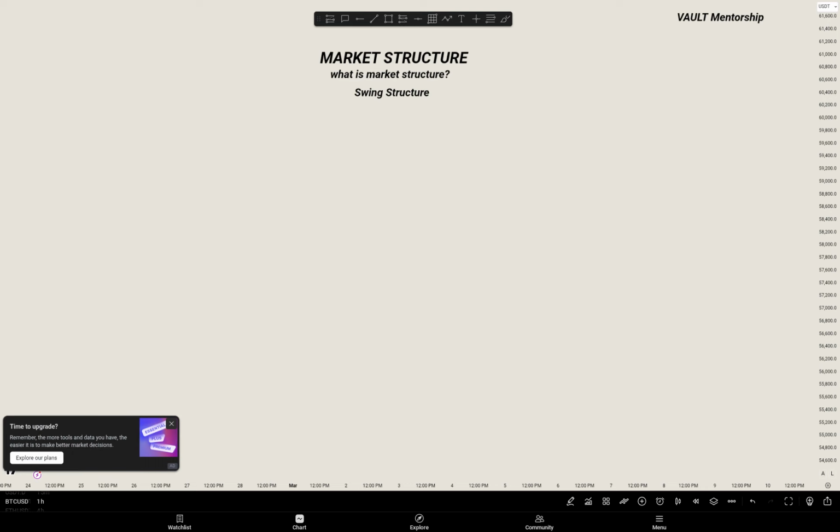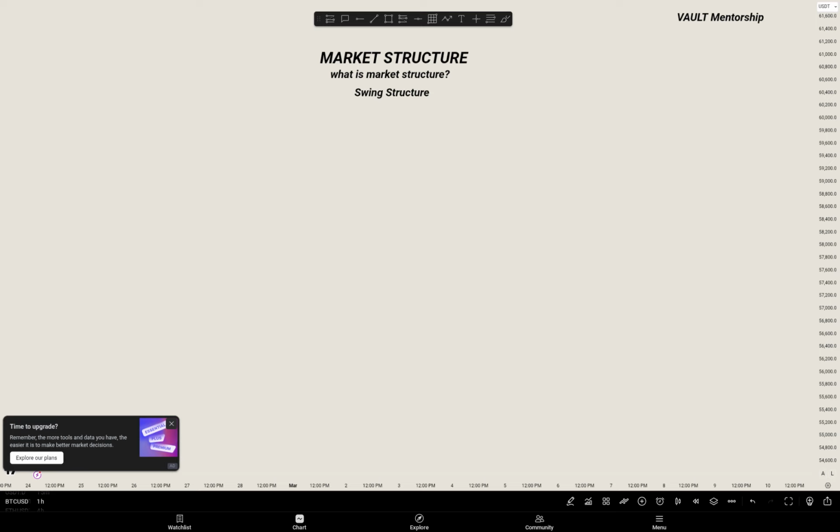It's the basic framework you'll be dealing with when you're trying to create bias, when you're trying to know the direction in which the market is heading. And we have types of structure. We have the bullish structure, and we have the bearish structure. This is for basic market structure knowledge.